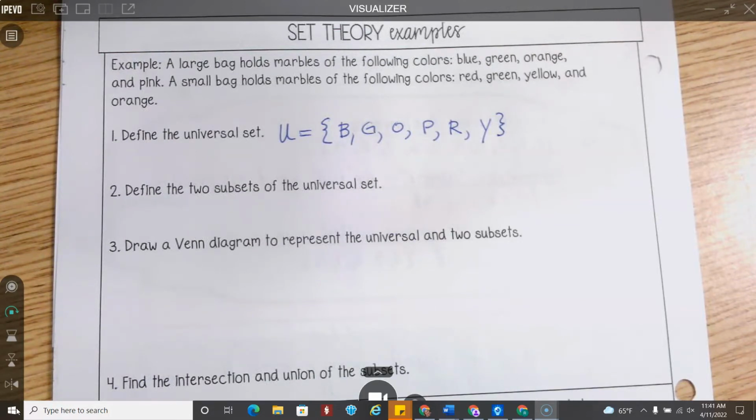If they had said that there were also some rolling around on the ground that weren't in a bag, I would mention those in the universal set too. Any of the colors that we know happen. We know these are the colors of marbles that exist. Okay, define the two subsets.